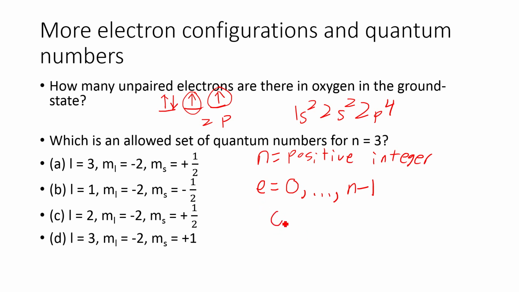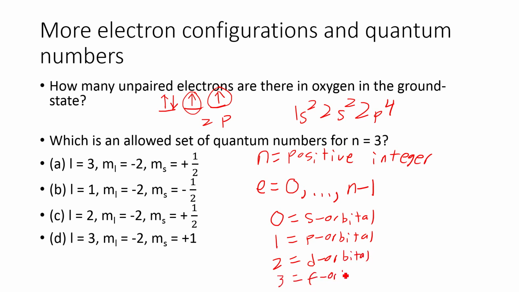So the 4 L's, you'll want to remember what they stand for. 0 is an s orbital. 1 is a p orbital. 2 is a d orbital. And 3 is an f orbital. While you don't have to know it for this question, it's reasonably likely you might for something else. So those are the main L's you're going to deal with.